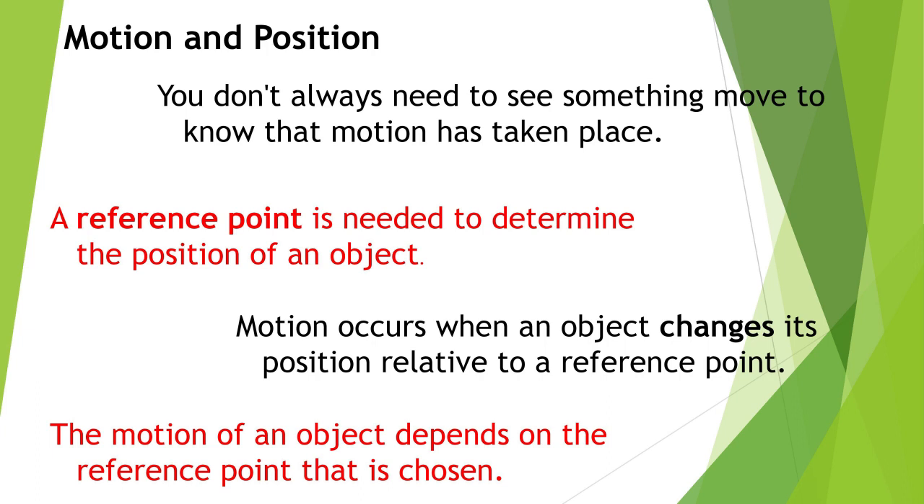Basically, there is a reference point from which you can relate that the object has moved from one position to the other. So here, a reference point is needed to determine the position of an object. Maybe it was at position A, and you were absent during that period, and when you come back you see that the position of the object has changed. So motion occurs when an object changes its position relative to the reference point. Motion of the object depends on the reference point that is chosen.